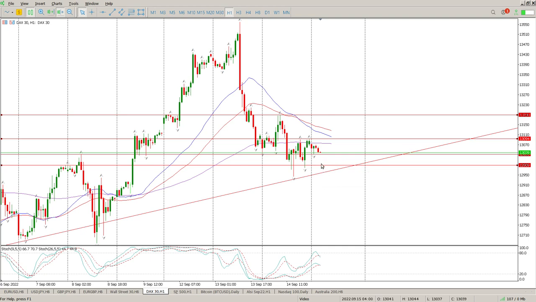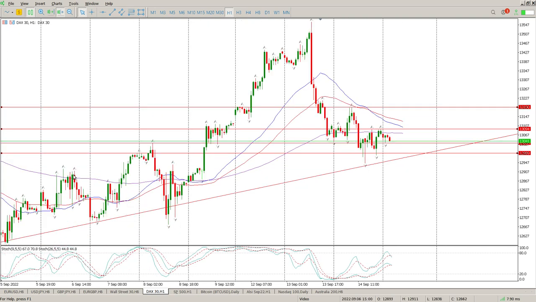We break this area, which is 12,989. Let me try that again. 12,989 is the level to the downside. So we break and retest that area. That's going to break a trend line, and then you can start looking for opportunities to the downside.